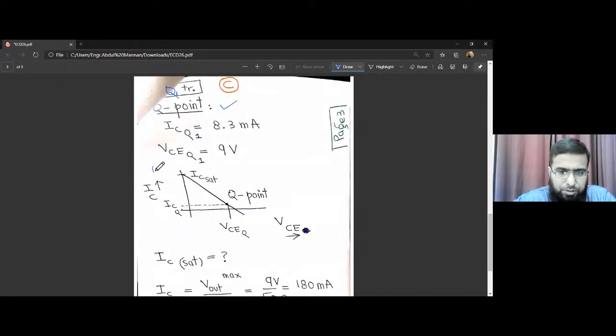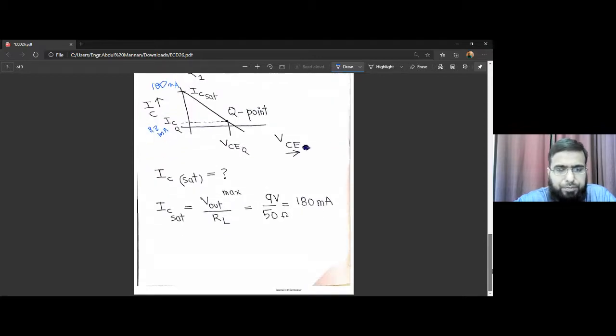180 milliampere, quite a large current. It's the max possible current that we can have through this transistor Q1, and this is the actual current that is presently flowing through this, 8.3 milliampere. So the transistor is working at a very small current compared to the maximum current that can flow through it. 180 milliampere can flow, but we are working at 8.3 milliampere, quite smaller than the max possible current, the saturation current.